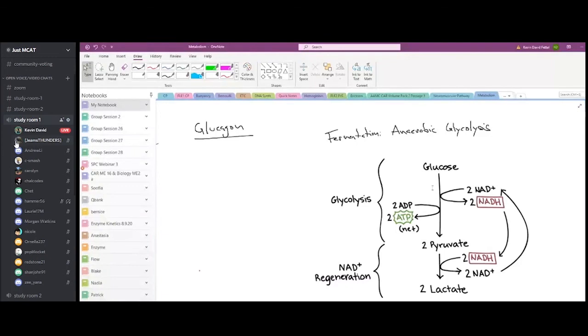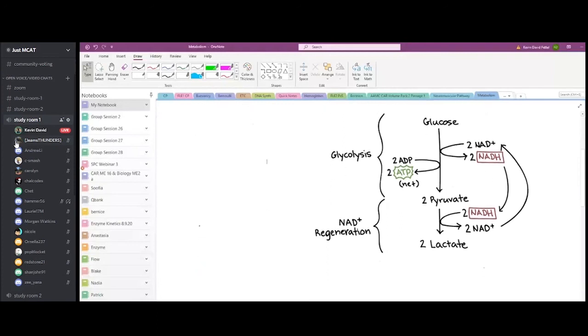Okay, cool. So why am I making a big stink about this? And how is this going to help us remember the structures for malate and oxaloacetate? What gives? Okay. Well, we'll get there. Promise.